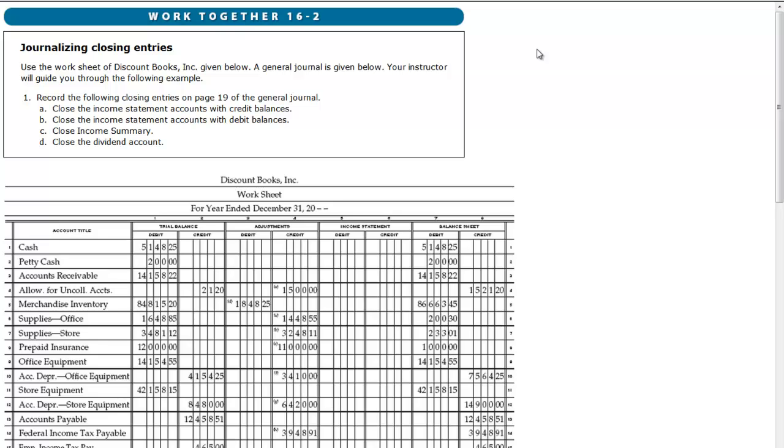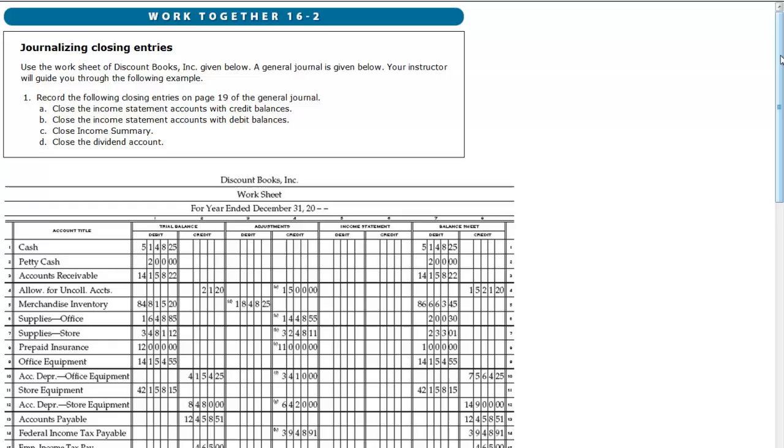But up here in the very top, they give you the order of your closing entries. What you need to realize is you have to then know what they close into. Okay, so it tells us to record the following closing entries. Close the income statement accounts with a credit balance, close the income statement accounts with a debit balance, close the income summary, and close the dividends. Now, dividends is like our drawing account from before.